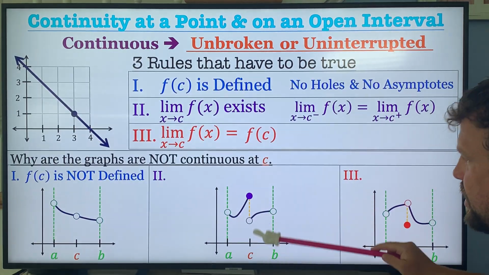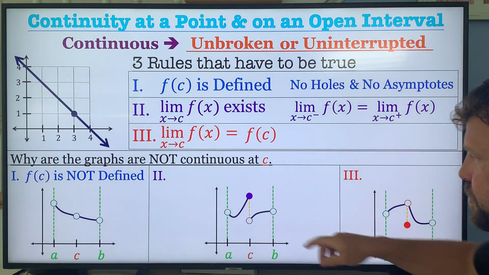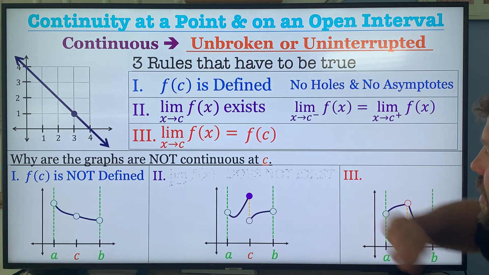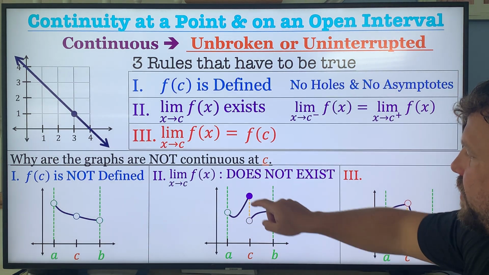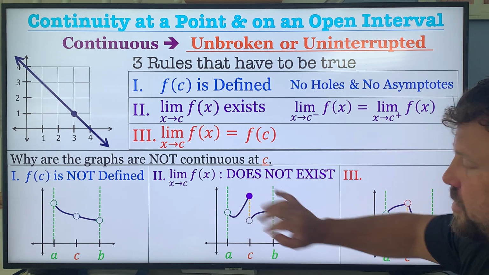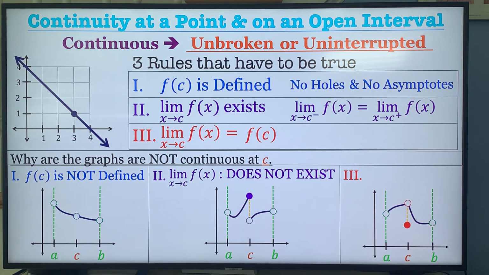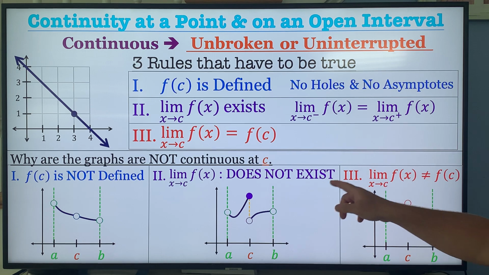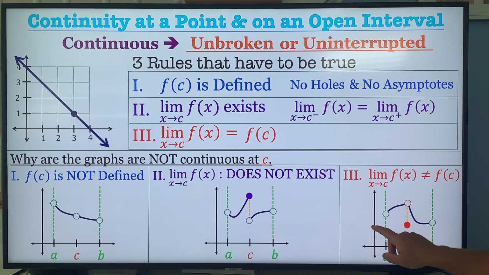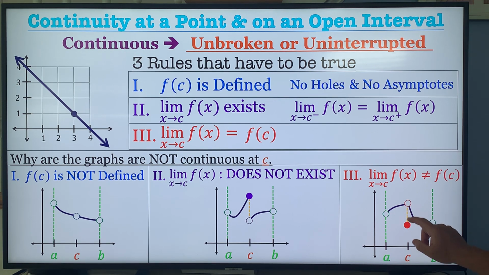Here, at c, why is this not continuous? Which one of these rules? The limit doesn't exist. The limit from the left is different than the limit from the right. And finally, part 3. Why isn't this one continuous? Well, this is rule 3: the actual value at c is different than the limit. There is a limit here, because from the left and the right it approaches this hole right here. But because this hole and the actual value at c are different numbers, it's not continuous. You would have to take this and plug in the hole. Got it? Awesome. That's continuity.